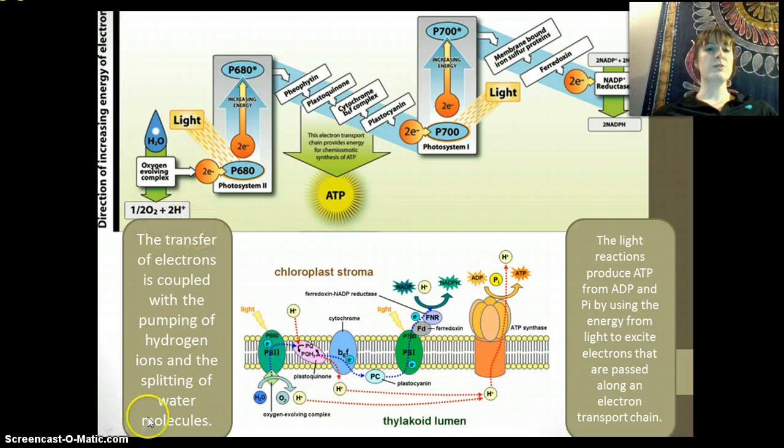So overall, we know transfer of electrons here is coupled with pumping of hydrogen ions and the splitting of water molecules. We know that the big things that are produced here are ATP and NADPH. So that's the light-dependent reactions. Once we have ATP and NADPH, those two things are going to go to the second step, where eventually we're going to get glucose out.